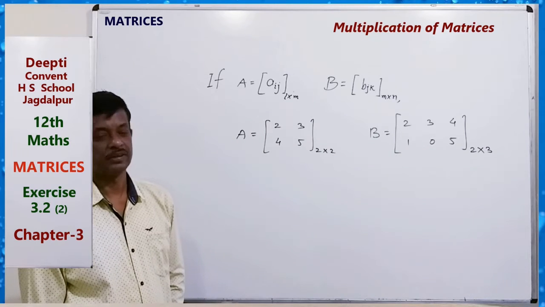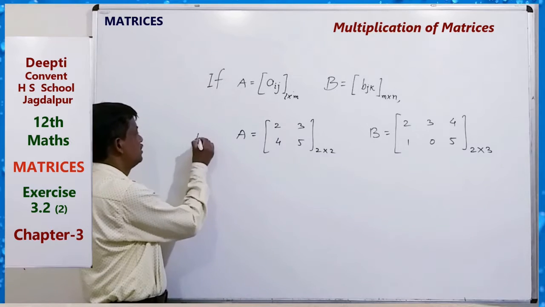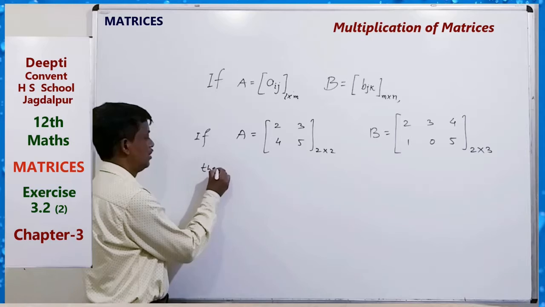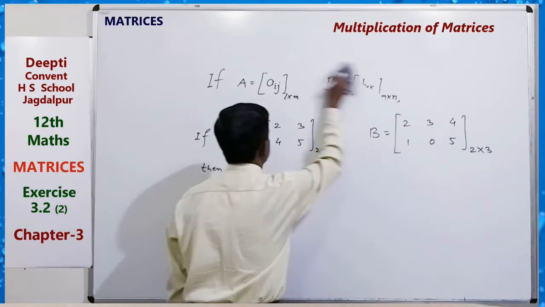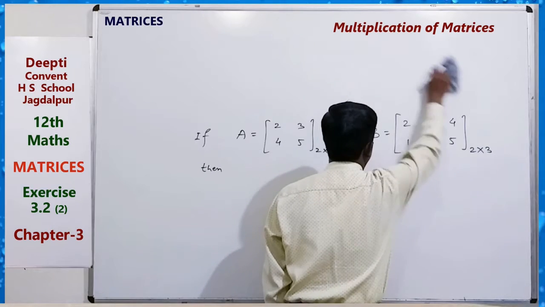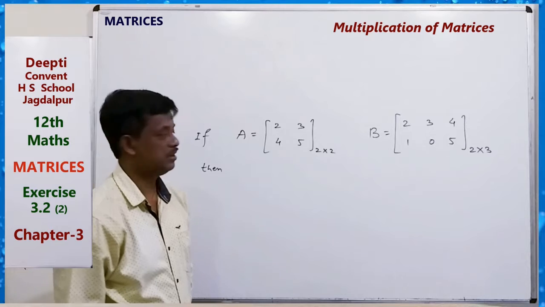Clear? So here we see that if this, then what will be the situation here? Okay. So let's see whether the multiplications AB and BA exist or not.